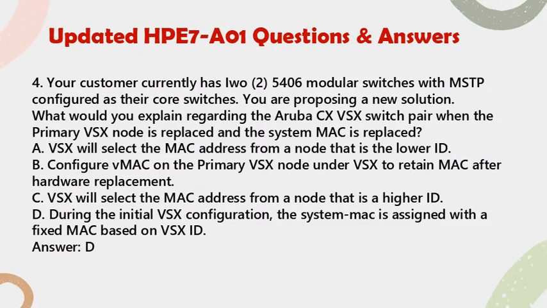A. VSX will select the MAC address from a node that is the lower ID. B. Configure VMAC on the primary VSX node under VSX to retain MAC after hardware replacement. C. VSX will select the MAC address from a node that is a higher ID. D. During the initial VSX configuration, the system MAC is assigned with a fixed MAC based on VSX ID. Answer: D.